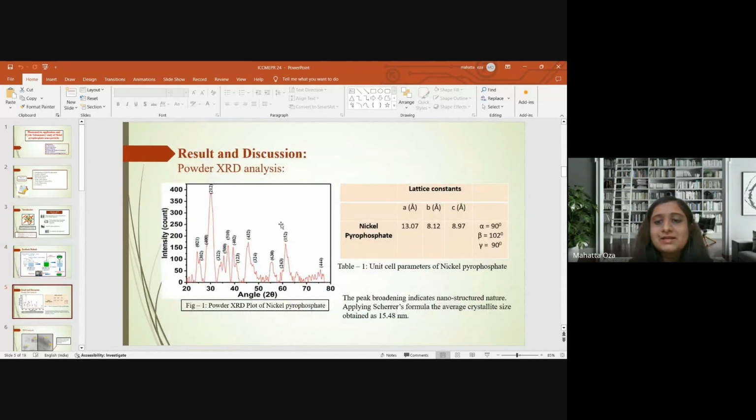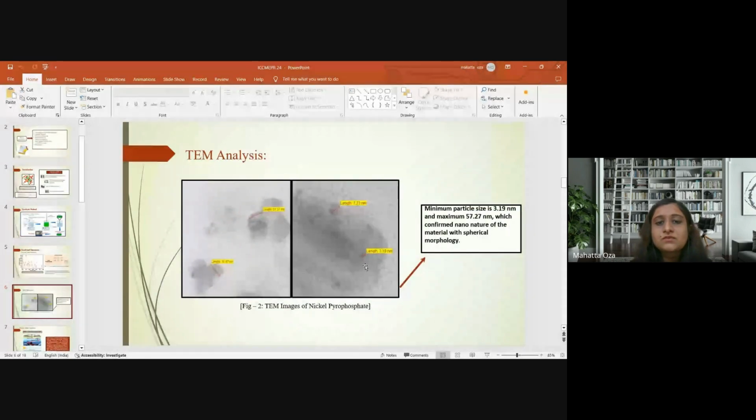So this is the XRD plot, and these are the lattice constants. This XRD plot well matched with the JCPDS card of the material. This peak broadening indicates the nanostructured nature of the material, and from Scherrer's formula we found the average crystallite size to be about 15.48 nanometers. Now the TEM analysis. From the TEM images, we conclude that the minimum particle size of the material is 3.19 nanometers, and the maximum particle size is 57.27 nanometers. This image also shows a nearly spherical morphology.